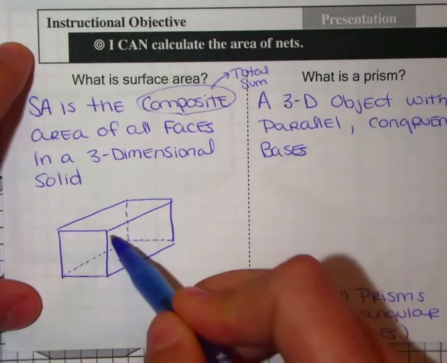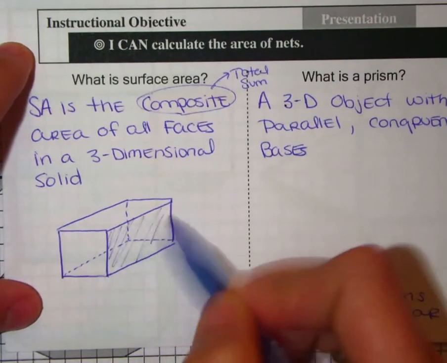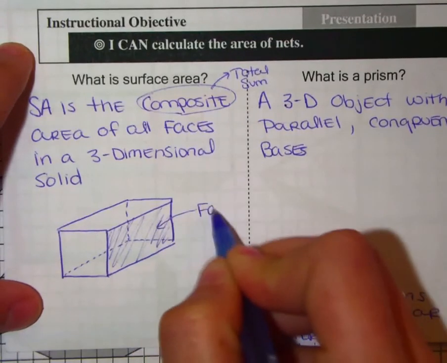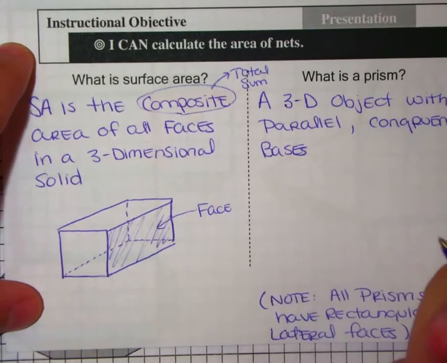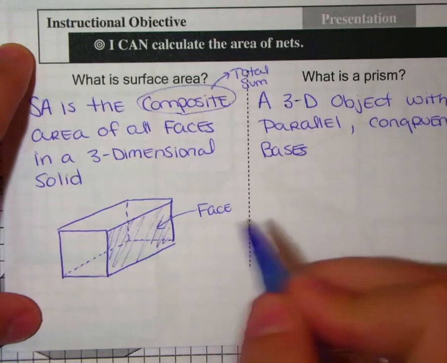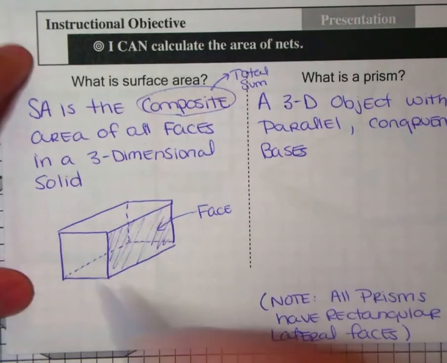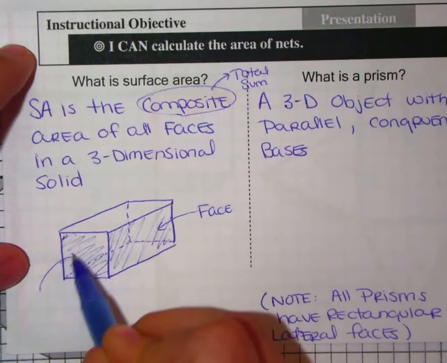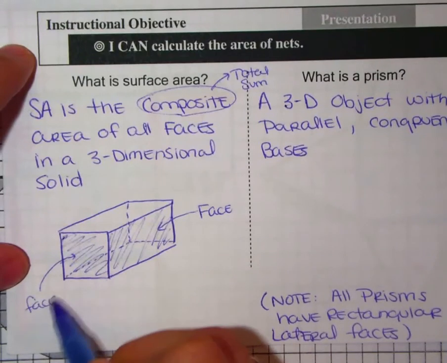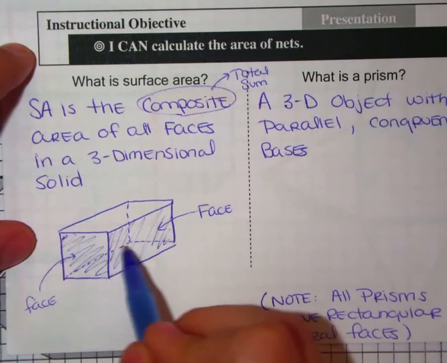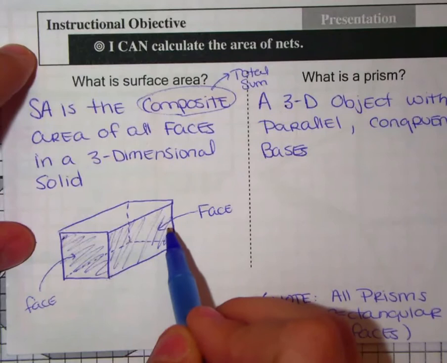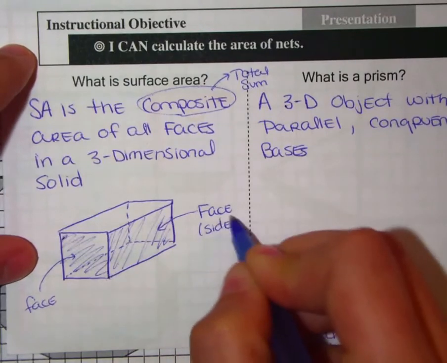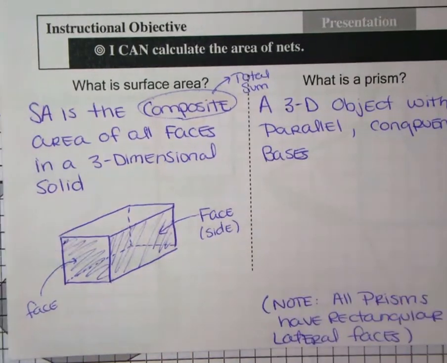A face is one side of the three-dimensional solid. So this is one face, right? This is a second face, and every single 2D side is a face. So you can think of this as like a side of a three-dimensional solid.